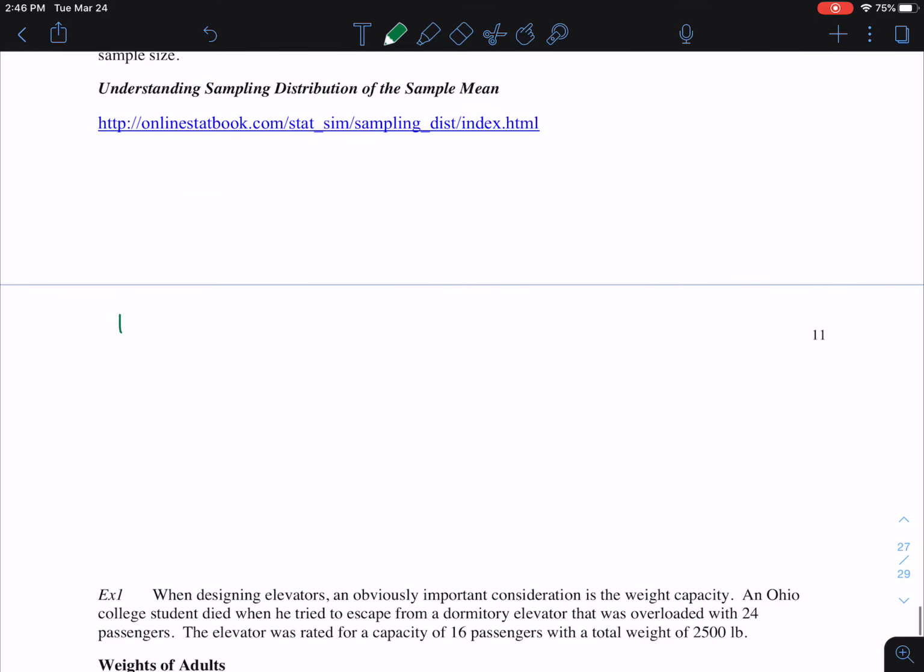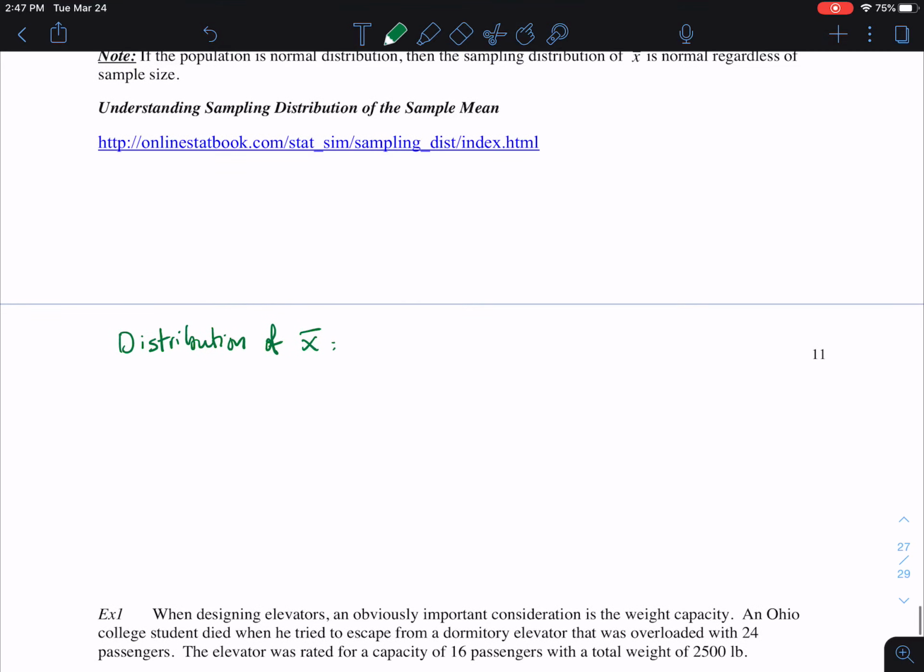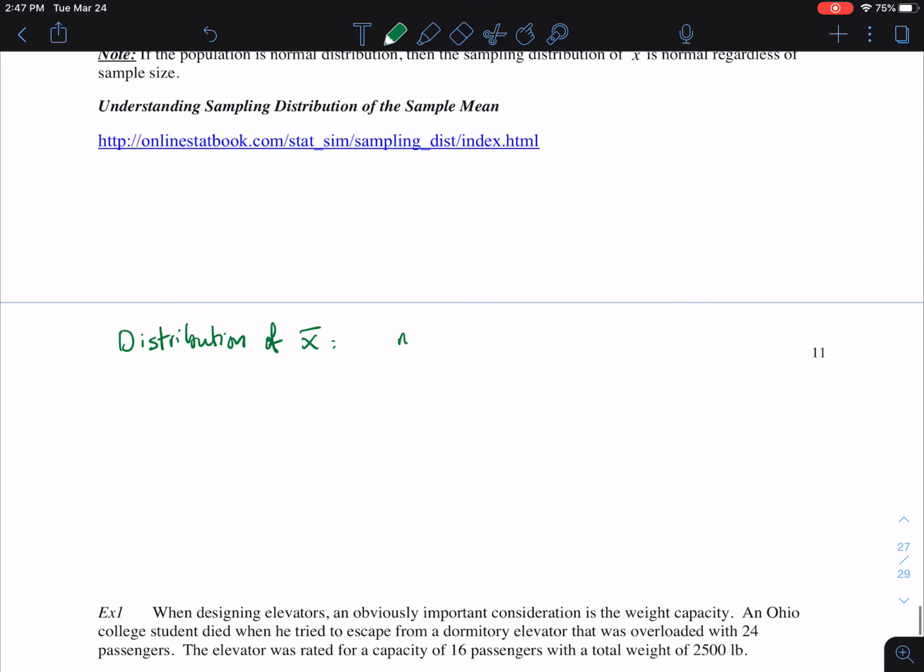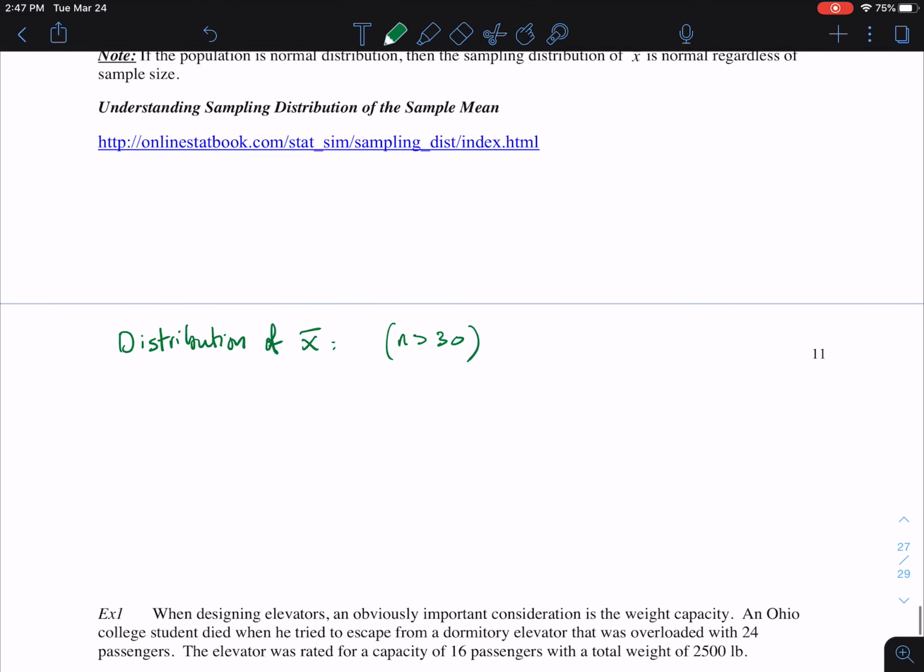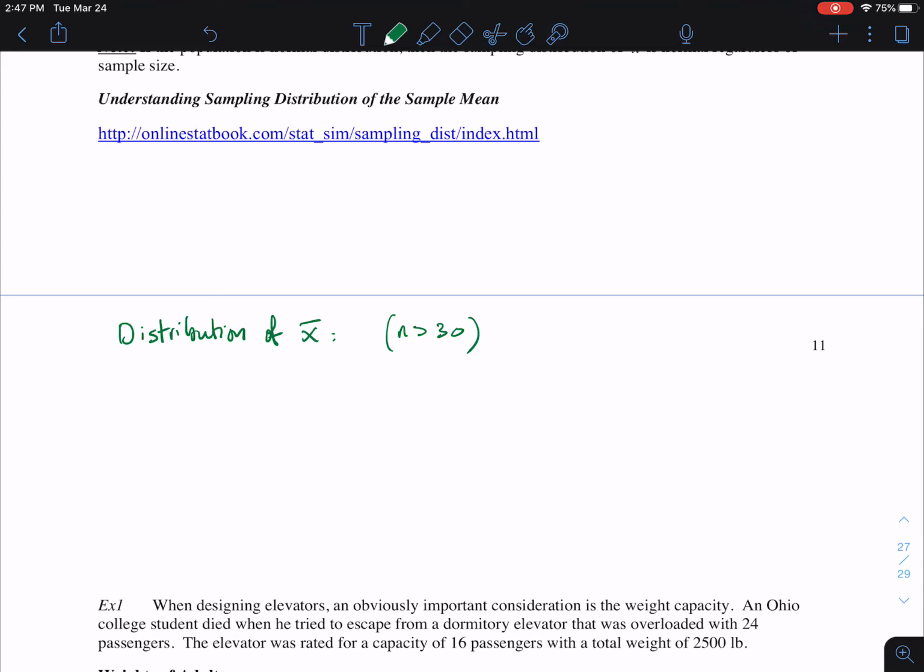So if we have a distribution of x bar, which is sample means, and the sample size is large enough, or when n is greater than 30, some books would say, or I would say just as the sample size n increases, this distribution of x bar will be approximately normal, or bell shaped. And then we have these two results.